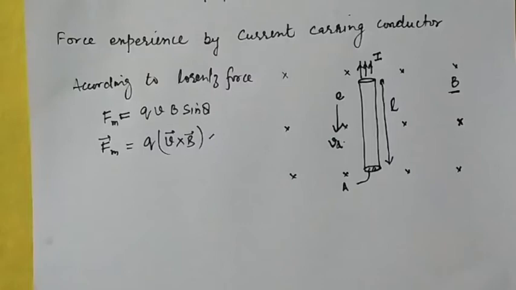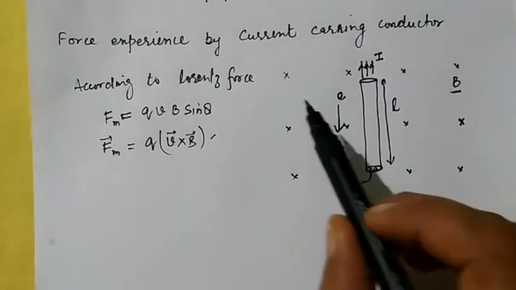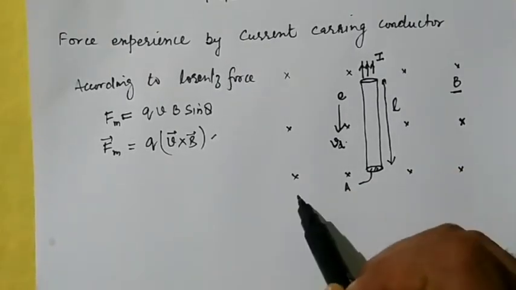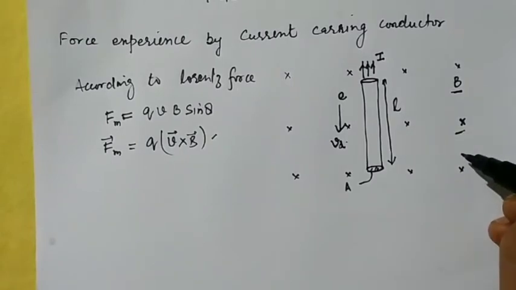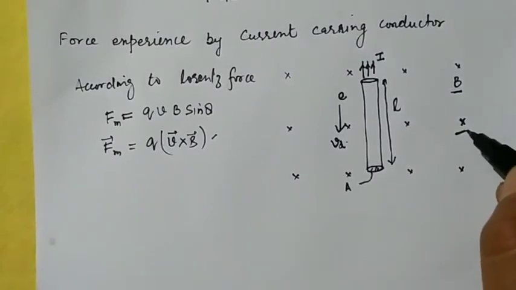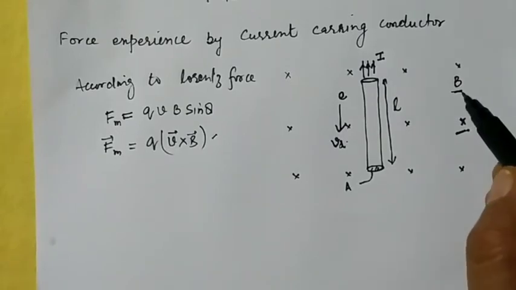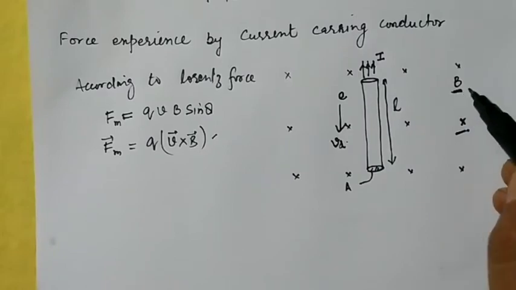In this video, we will discuss the force experienced by a current carrying conductor. For that, I consider a uniform magnetic field which is pointing into the plane of the blackboard, into the plane of this paper, that is perpendicularly downward, and having a magnitude capital B.